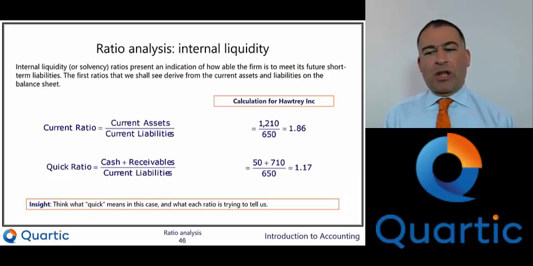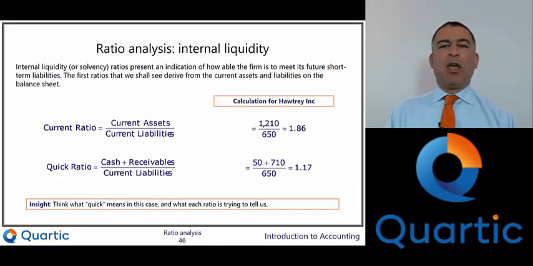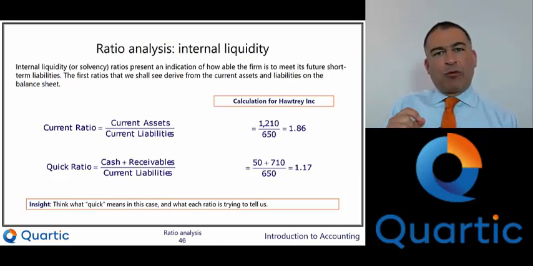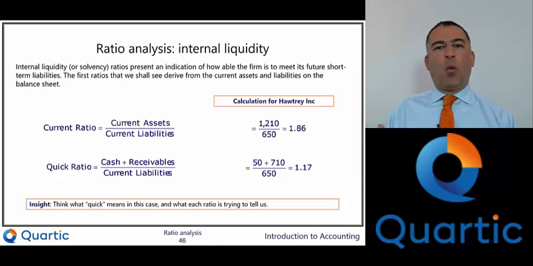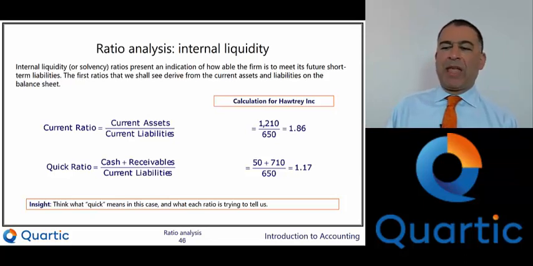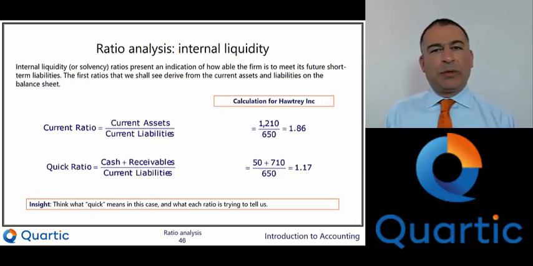So the current ratio: current assets over current liabilities. Your current assets, remember how we defined current assets? They're items that will turn into cash within one operating cycle. So if it's receivables, we need to collect them. If it's inventories, we need to sell them and collect them. And then your current liabilities, which need to be paid within 1 year.